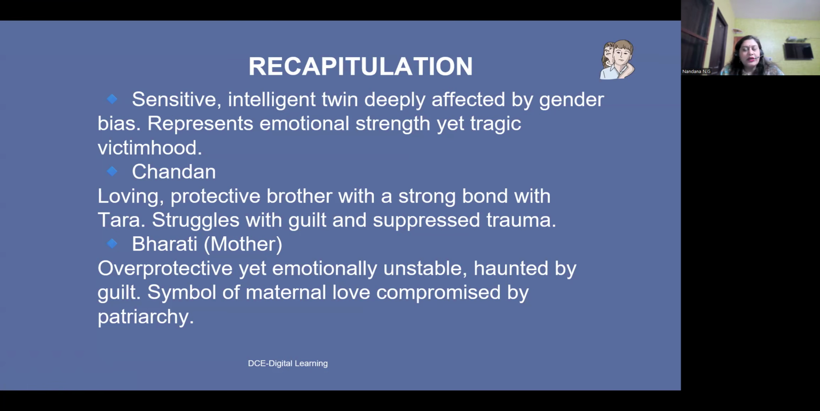Tara, the sensitive, intelligent twin, deeply affected by patriarchal bias, represents emotional strength yet tragic victimhood. Chandan, a loving, protective brother with a strong bond with Tara, struggles with guilt and suppressed trauma. Bharati, the mother, is overprotective yet emotionally unstable. She is haunted by guilt. She can also be seen as the symbol of maternal love compromised by patriarchy.